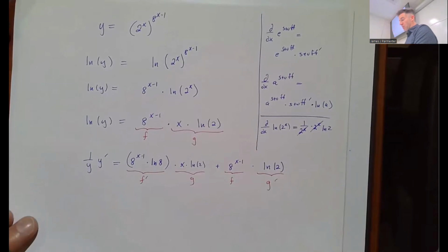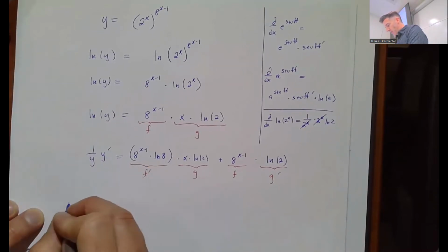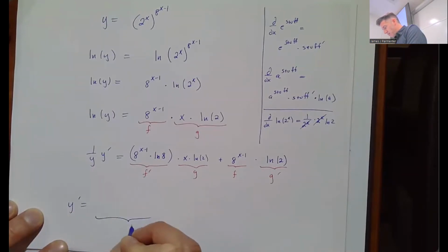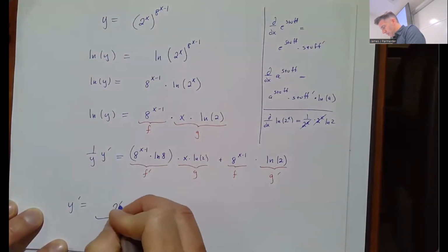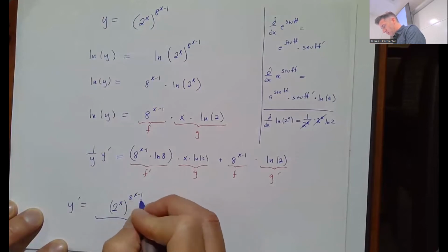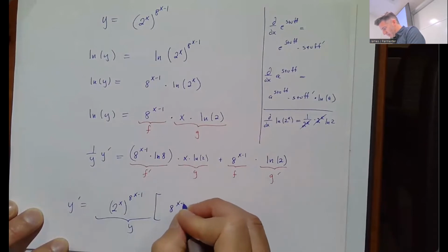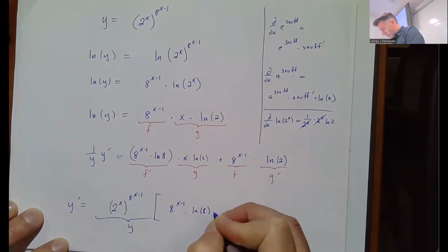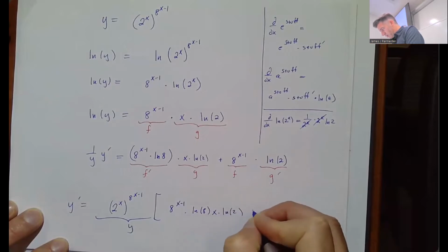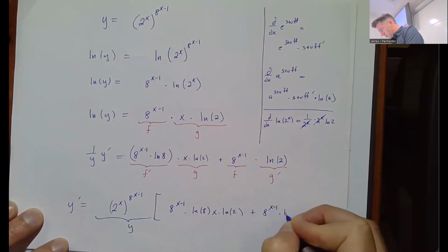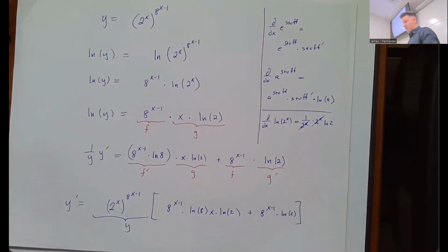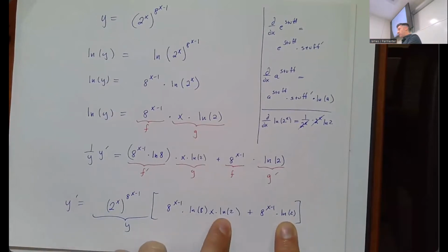let's do the simplification in one step, or I should say the winding up. So y prime is going to equal y, but y is just 2 to the x to the 8 to the x minus 1, times all of this: 8 to the x minus 1 times natural log of 8 times x times natural log of 2 plus 8 to the x minus 1 times natural log of 2. And if you really wanted to simplify this more, you could totally factor out from inside the brackets an 8 to the x minus 1 and a natural log of 2. I don't think that's necessary, but you might want to.